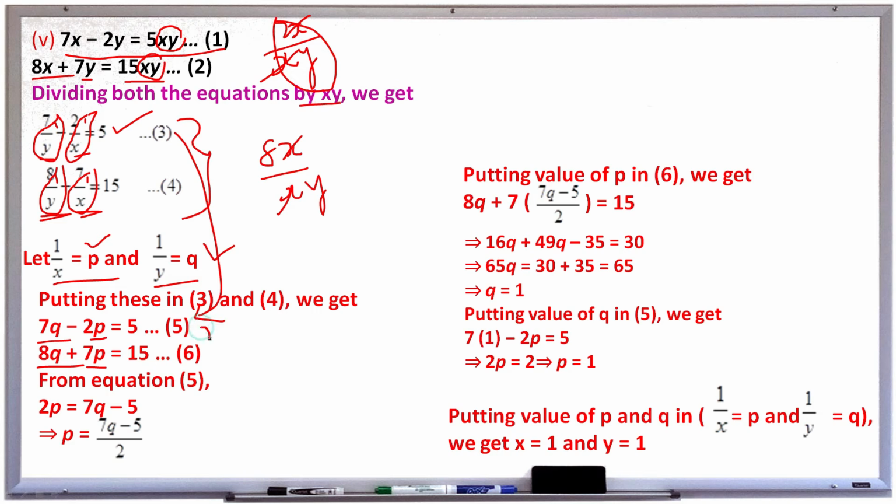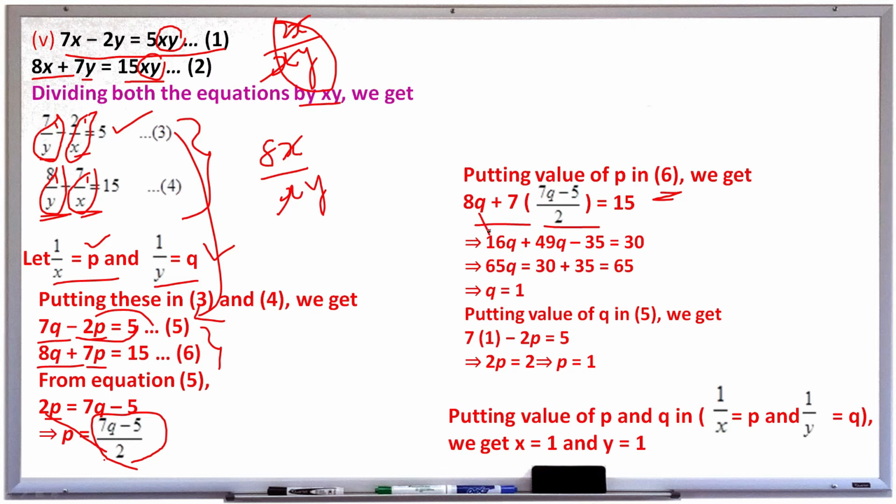Now from these two equations, number 5 and 6, we can solve for 2p. Bring it to the right hand side, so it will become plus 2p. So 2p is equal to, bring 5 to the left hand side, it will become minus 5. From this p is equal to, bring 2 down to the denominator, p is equal to 7q minus 5 by 2. Put this value of p in equation number 6, just put the value instead of p. So the whole equation we now get in terms of q.